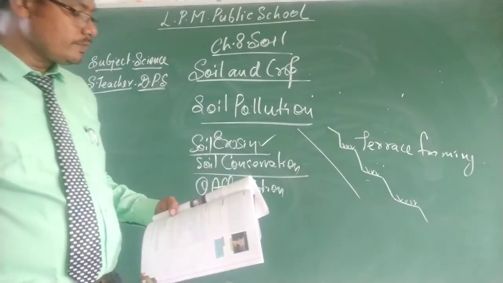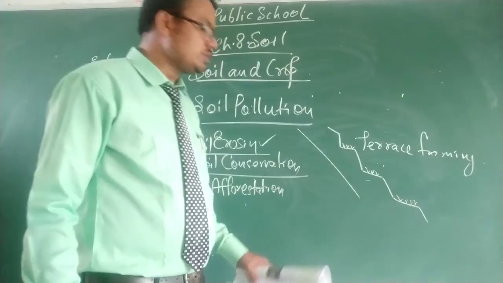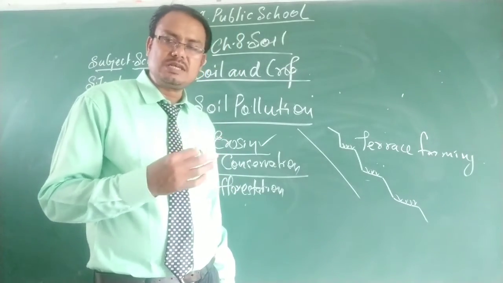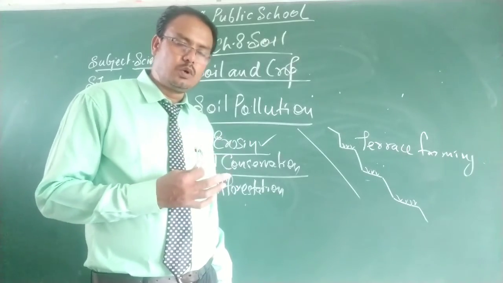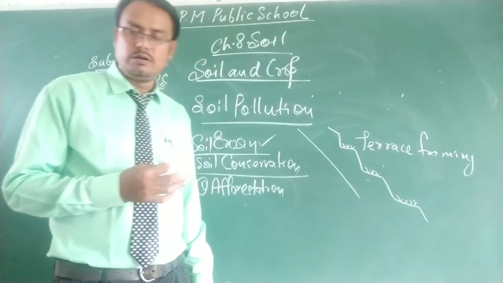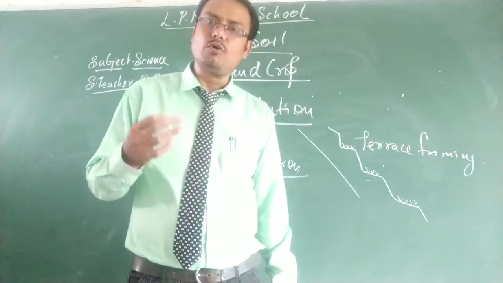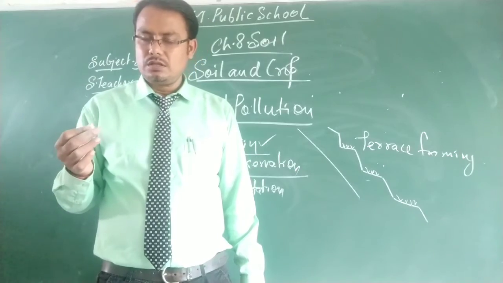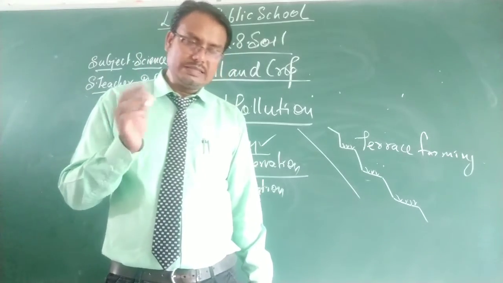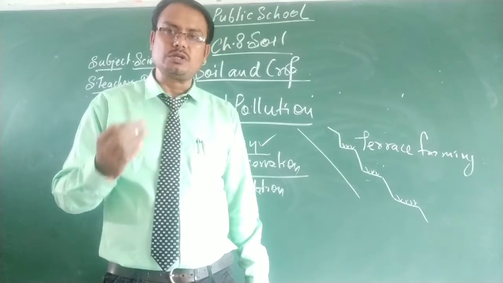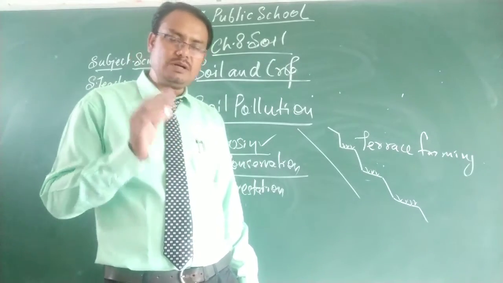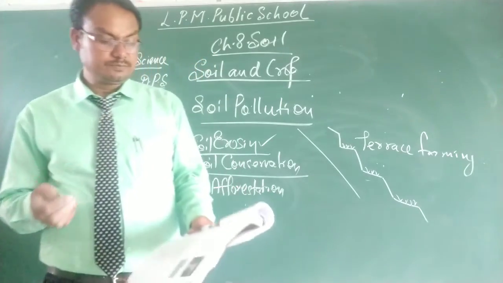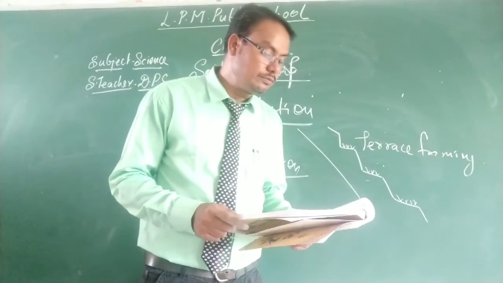Now, next students, crop rotation. We change the crop at every crop season. Suppose we have grown paddy this year in the rainy season, and next we grow wheat. Again, when the next season comes, you will grow something else. This way, this is called crop rotation. One type of crop is grown one time, and at another time, different types of crops are grown. This is called crop rotation.